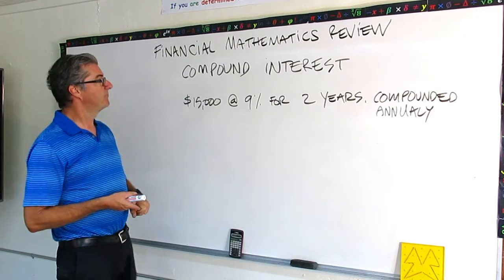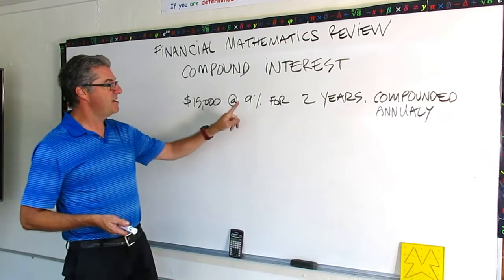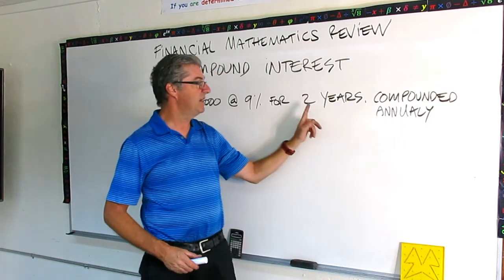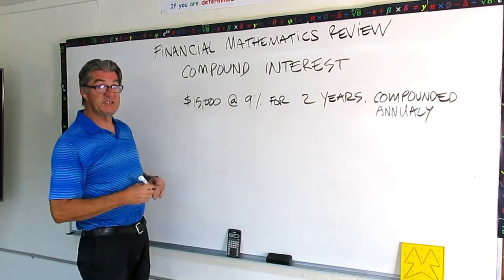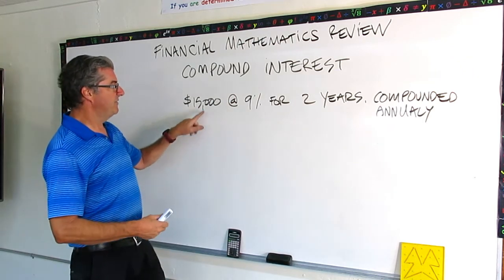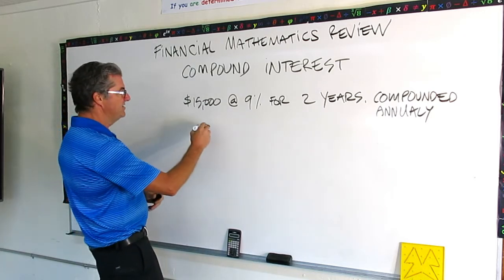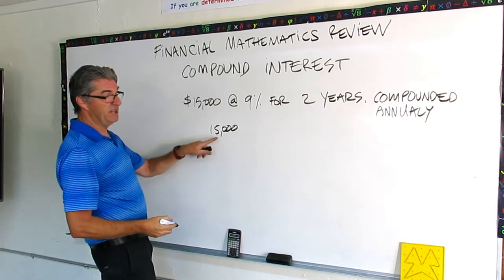So let's take a look. $15,000, this could be a savings account, is invested at 9% for 2 years, compounded annually. Because this is 2 years, this is going to be a two-step calculation. The first step is to figure out what's in the account at the end of the first year. So it's our $15,000. That's what we're starting with. That's our 100% that we start with.